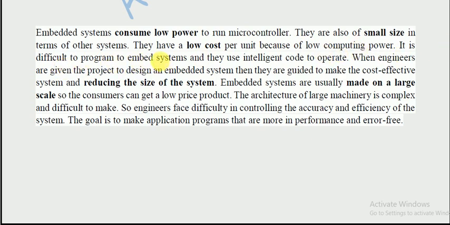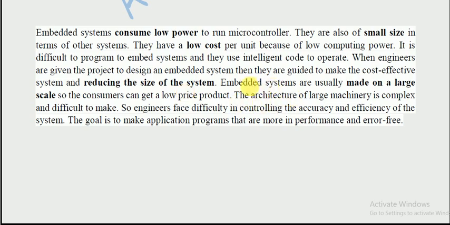Yes, the main characteristic or major discussion about embedded systems is that programming them is difficult and they need intelligent code to operate. So when engineers are given a project to design an embedded system, they are guided to make a cost effective system and reduce the size of the system. The main concern for any embedded system is that it should be cost effective and small in size.